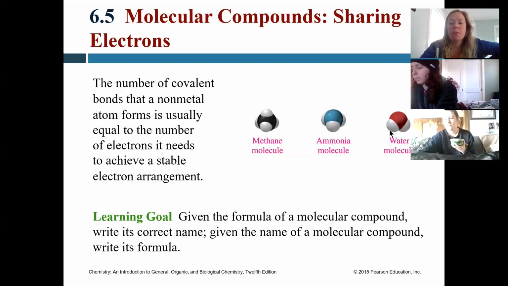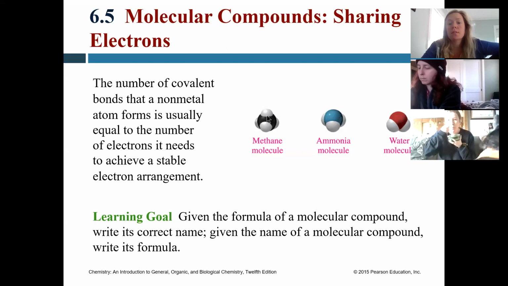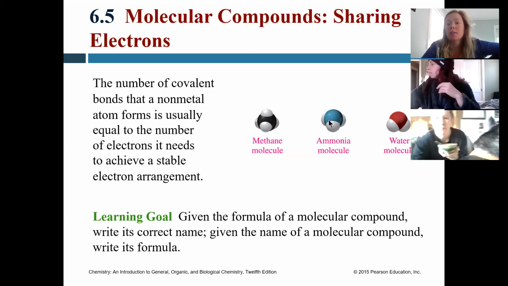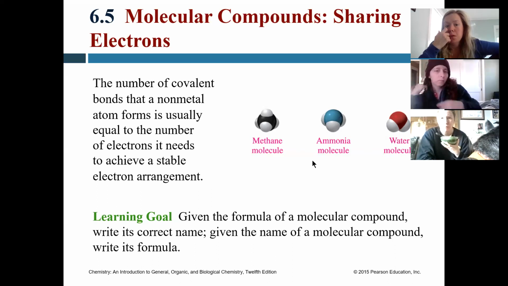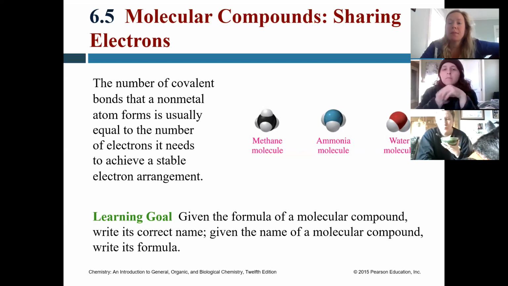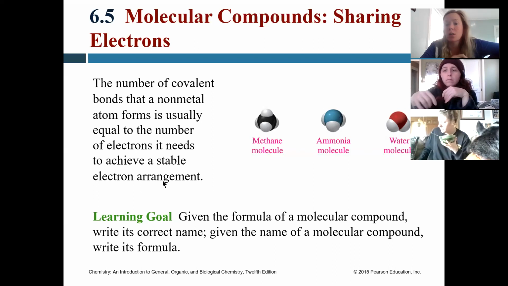So we've got a couple different molecular compounds here. Methane molecule, this is carbon with 4 hydrogens. Ammonia, this is nitrogen with 3 hydrogens. And water, this is oxygen with 2 hydrogens. So the number of covalent bonds that the nonmetal atom forms is usually equal to the number of electrons it needs to achieve a stable electron configuration.